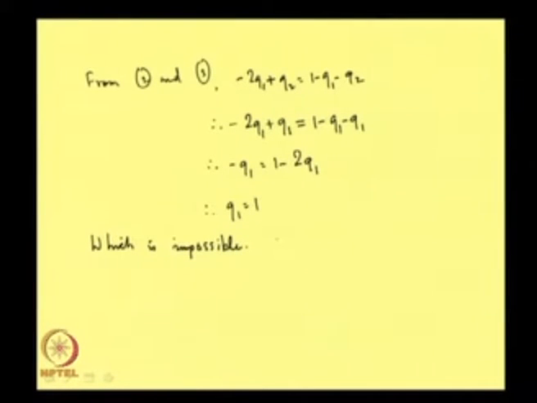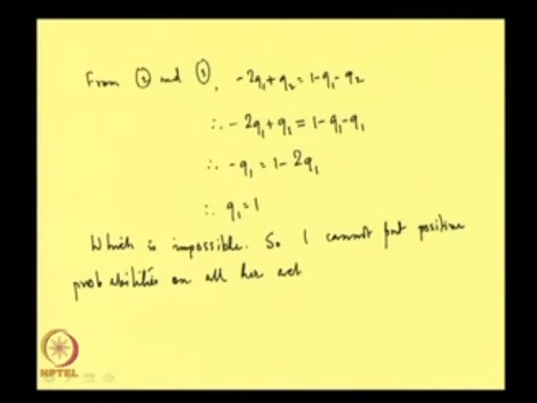So it can never be the case. So one cannot put positive probabilities on all her actions. This is what we are ruling out: it is not possible that all the actions have positive probability. There cannot be any such mixed strategy equilibrium.